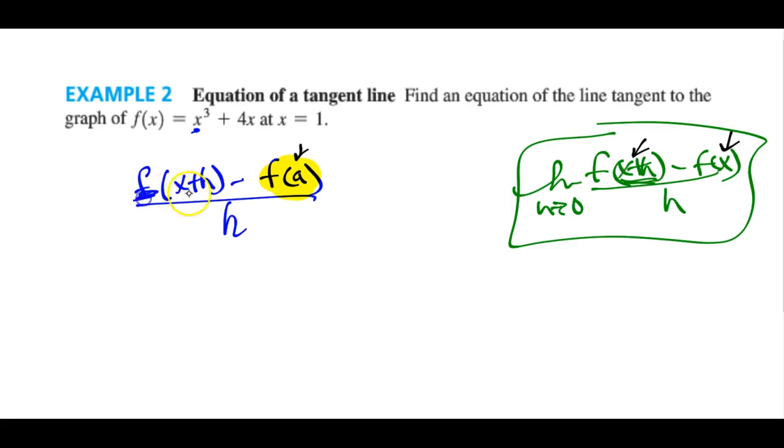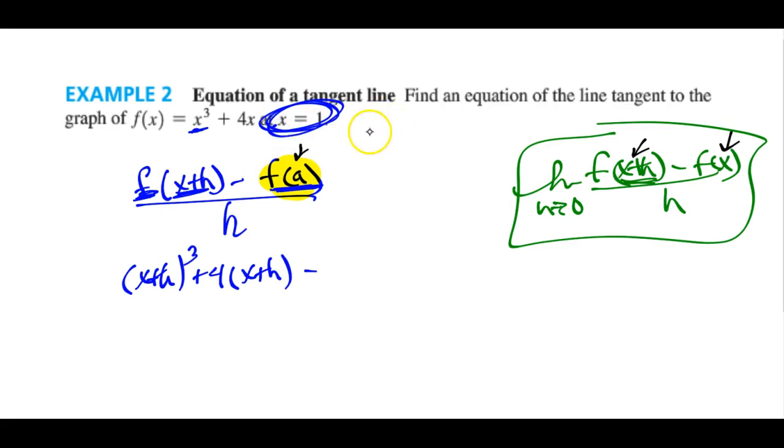So this says go to the f function and plug in an x plus h. So instead of x cubed, I'm going to say x plus h cubed, and that's where it gets a little bit difficult, multiplying that out, plus 4 times the x plus h, minus f at a. Well, a is 1, so I want to find out what the function is evaluated at 1, and that's 1 cubed plus 4, or 5.